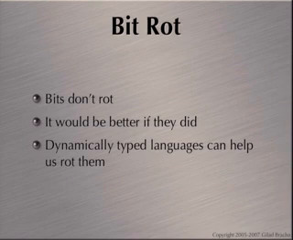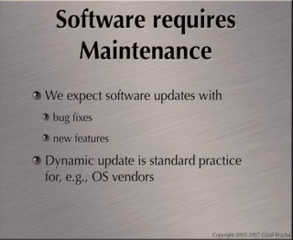In particular, I'm a language guy, and this is a language talk at some level. There are certain things about dynamic languages that can help us rot the bits. So concretely, software requires maintenance. Software has bugs. People expect them to be fixed. Should you ever reach that happy day when you don't have bugs to fix, they'll complain because you don't have new features, which will enable you to introduce new bugs and renew the cycle. And online update is becoming more and more widespread, of course. It's standard practice among operating system vendors and among the antivirus vendors who live off at least one operating system.